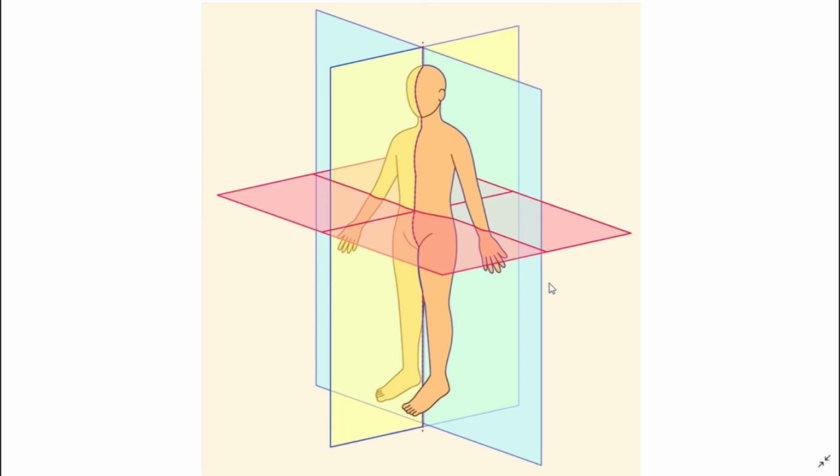Let's try it. Which plane is it? This pink one. It is the transverse plane. How? It divides the body into superior and inferior parts. This blue one, it is a coronal plane.